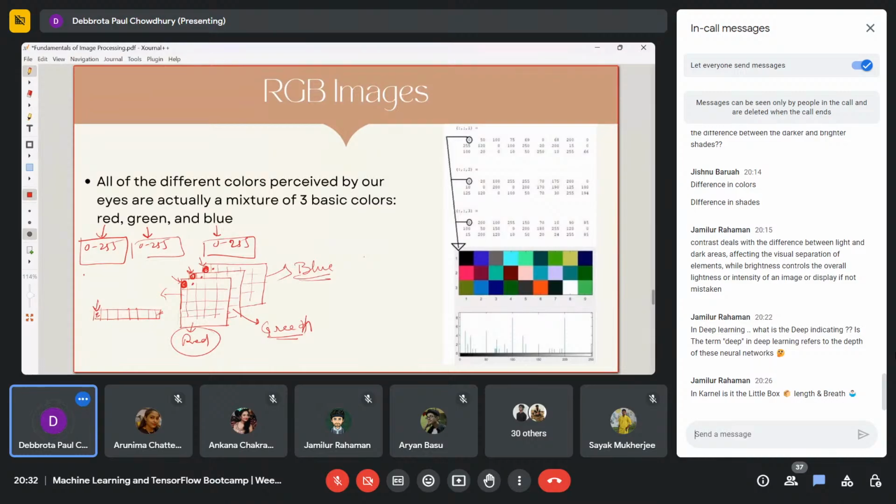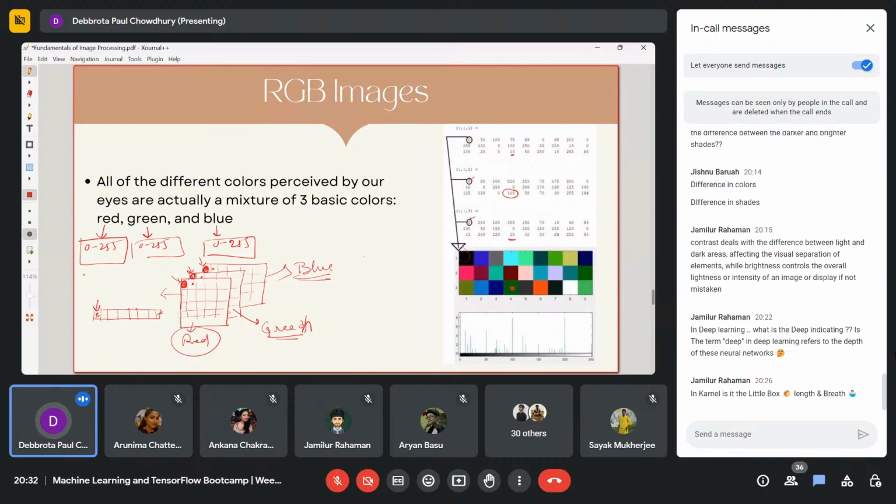So here, if the first pixel of the red channel is 0, the first pixel of the green channel is 0, and the first pixel of the blue channel is 0, then we are getting a black pixel. If I am getting a green pixel, there will definitely be more amount of green in our image. So that's why the corresponding green value is higher than red and blue.